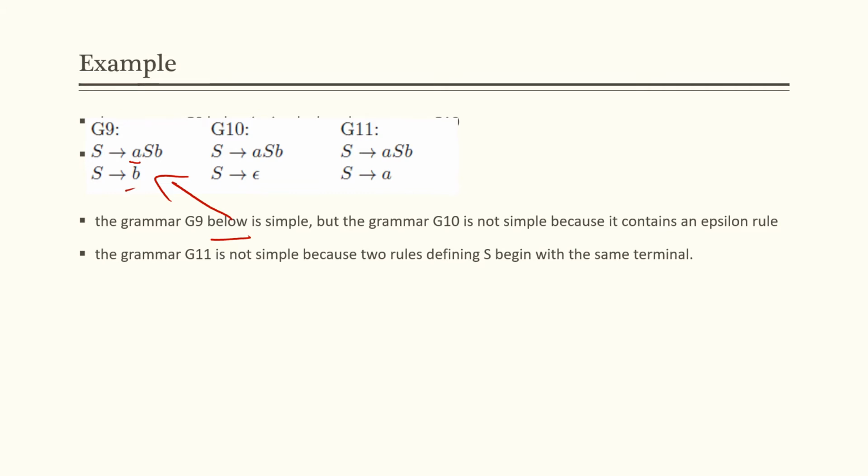While in G10, the first rule starts with A, the second one starts with epsilon. Epsilon is not considered a terminal in this case. So this is not simple. The grammar G11 is not simple because two rules defining S begin with the same terminal. So this is not simple. G9 is a simple grammar. Do you understand that? This is the definition of a simple grammar.